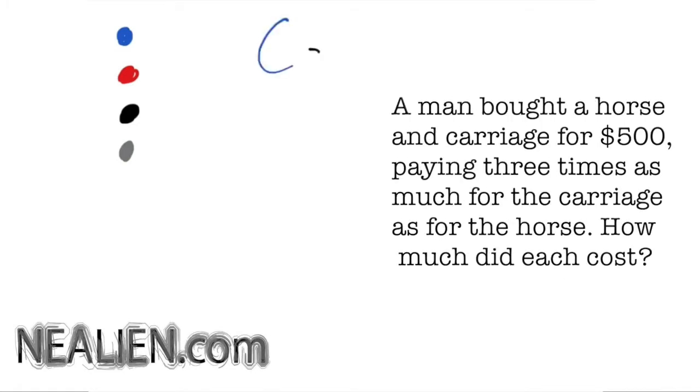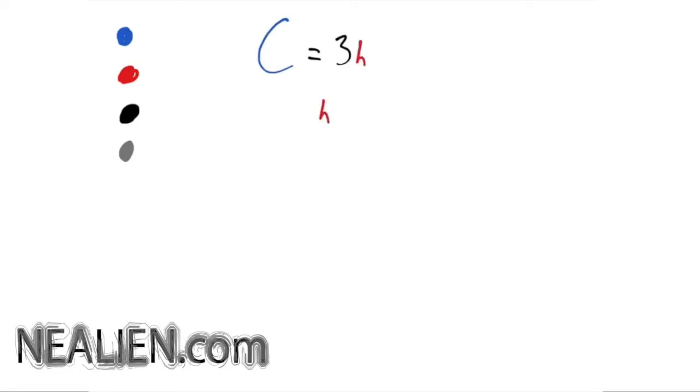Another problem says a man bought a horse and carriage for $500, paying 3 times as much for the carriage as for the horse. How much did each cost? So I'm going to use a large C, which stands for the carriage, and I'm saying that it costs 3 times as much as the horse. So again, I'm kind of emphasizing one variable is bigger than the other one. And we also know that C plus H is going to be $500, the total cost.